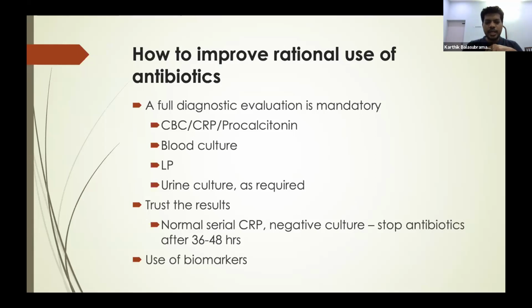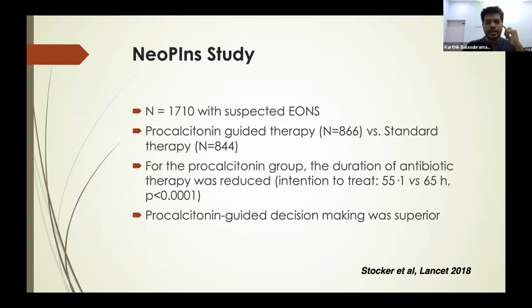You can use the help of various biomarkers. I'd like to quote the NeoPInS study, which looked at procalcitonin guided therapy. Procalcitonin is a very important inflammatory marker which rises even before CRP. It helps in making a diagnosis, and at the same time helps in guiding your antibiotic therapy. About 1710 babies were divided into 2 groups. In one, the decision on antibiotics was based on procalcitonin. In the other group, it was based on standard therapy. For the procalcitonin group, the duration of antibiotic therapy was less. But of course, getting this test done is a little difficult because it's costlier as compared to the CRP.